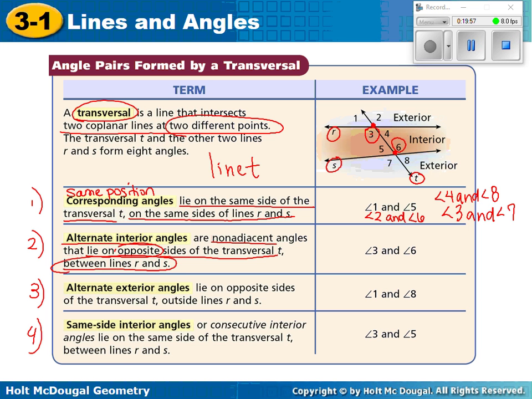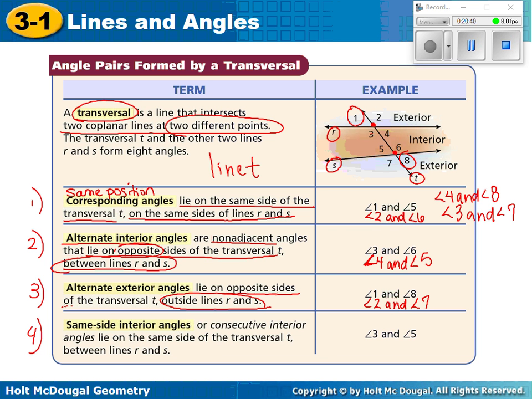What's the other pair of alternate interior? 4 and 5. Make sure you're putting angle symbols in front of them when you name them, not just listing the numbers 4 and 5. All right, alternate exterior, same idea. They're going to be on opposite sides of the transversal, but they're going to be outside of the lines R and S. So alternate exterior would be things like 1 and 8. Opposite sides of the transversal, outside the two lines. What would be another example? 2 and 7. Angle 2 and angle 7.